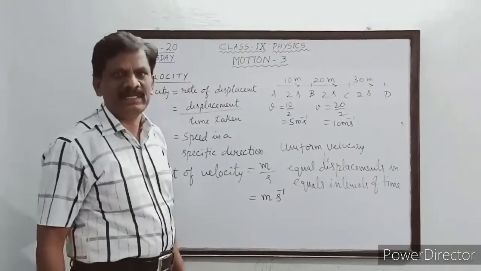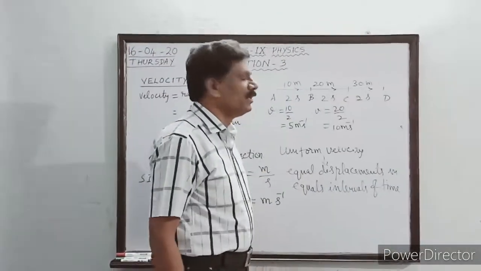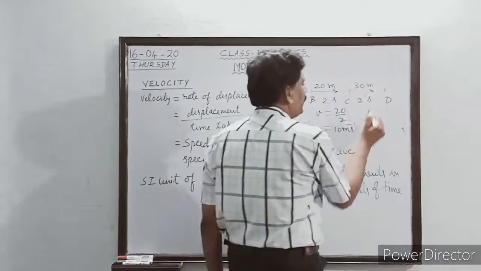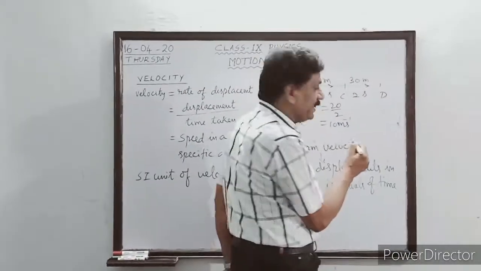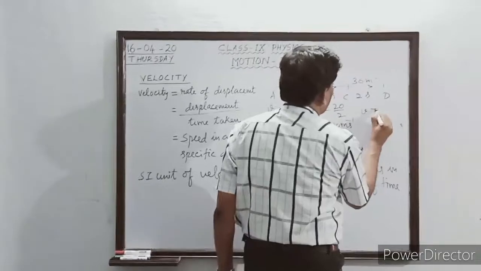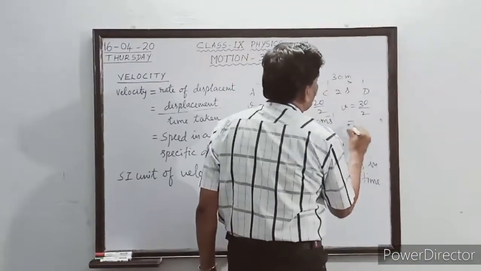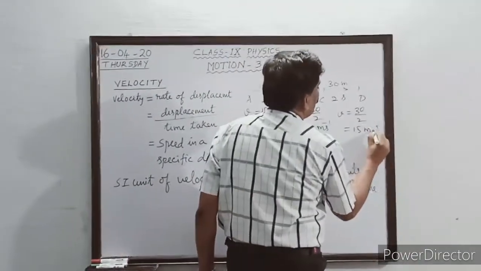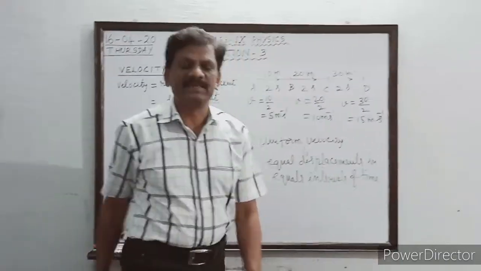Now you try. What should be the velocity between C and D? It is 30 by 2. Yes, what is that? 15. Okay, good. So here the velocity is equal to 30 divided by 2, which is equal to 15 meters per second.